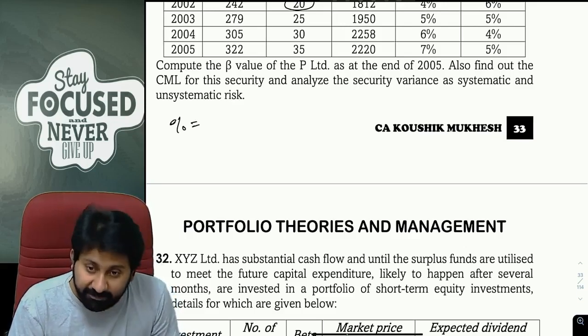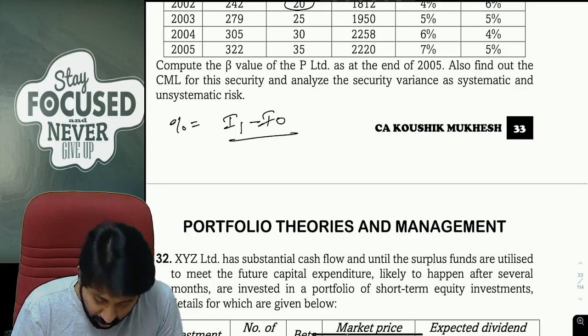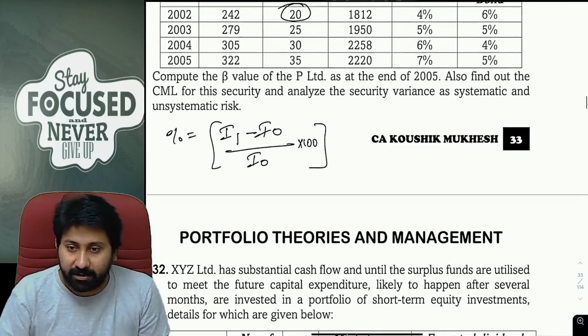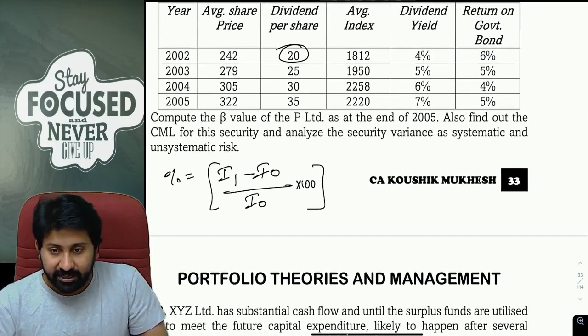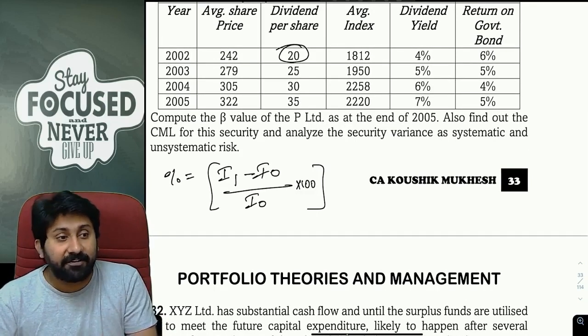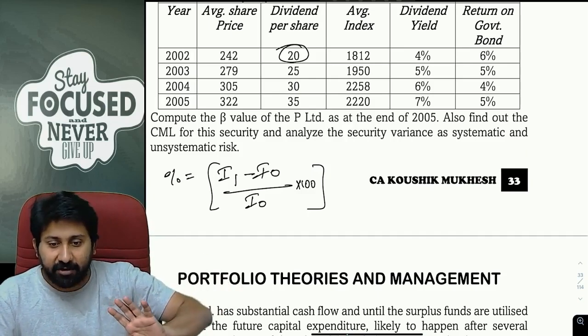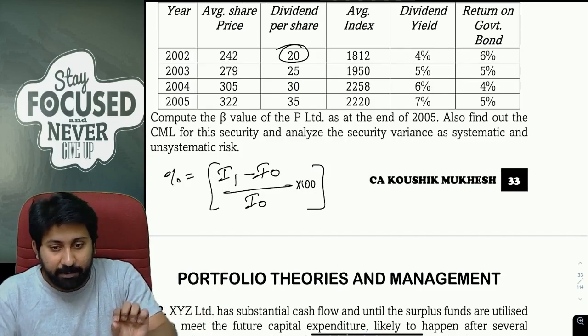Instead of P1, I will put I1. P1 minus P0, whole divided by P0, into 100. This is one part. If it is a company, I will get dividend in rupees. If it is not a company, if it is an overall market, one company may declare dividend, one company may not declare dividend. Therefore, the total dividend, listen to the words, or else you write on a paper.